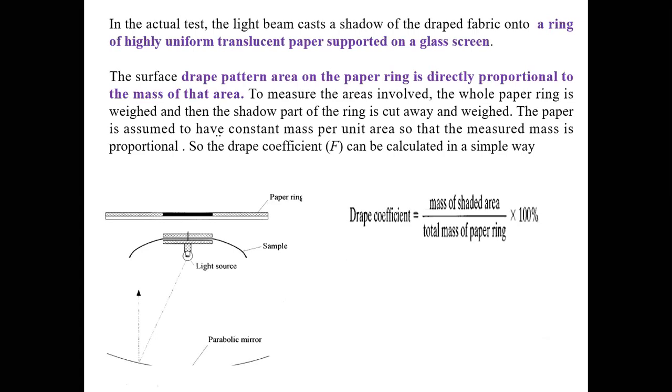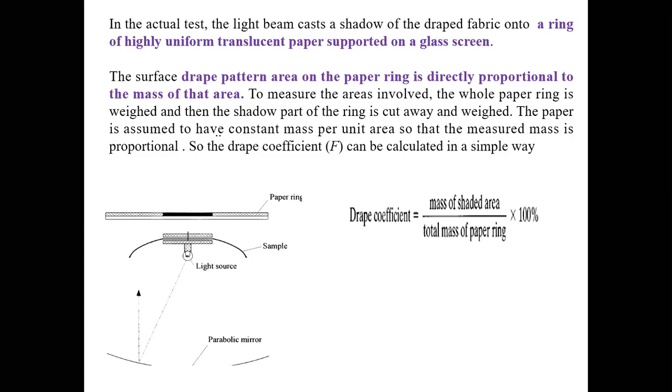Now, drape coefficient is defined as the mass of the shaded area divided by the total mass of the paper ring. Okay, and sometimes it is expressed in terms of 100. Now, remember the maximum value of the drape coefficient will be 1. It cannot be more than 1.